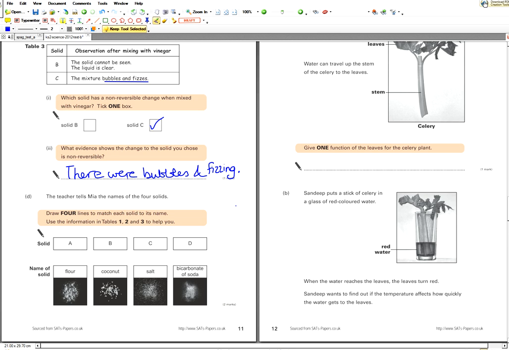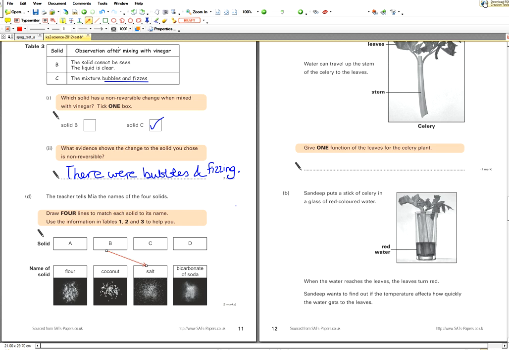Okay, let's have a look. Remember, look at B and C. B says here, the solid cannot be seen. We'll do B and C first, because B and C are on the same page. The solid cannot be seen. The liquid is clear. So B would indicate what? Salt. Well done. B is salt.